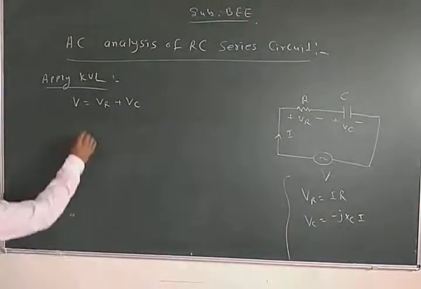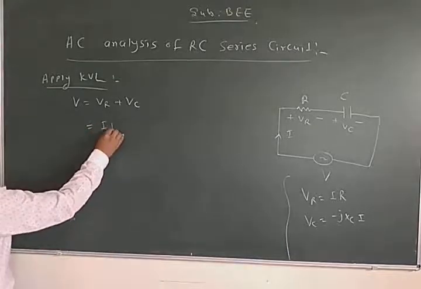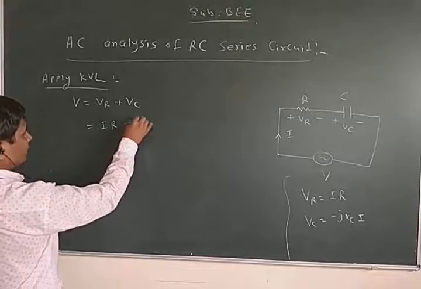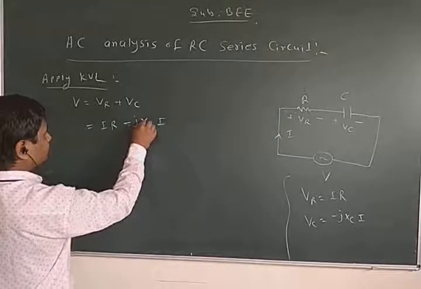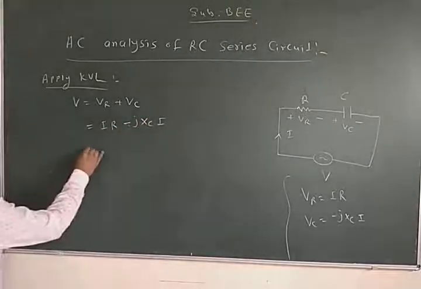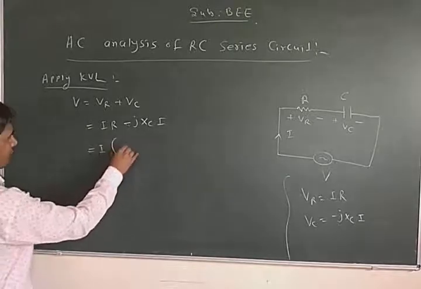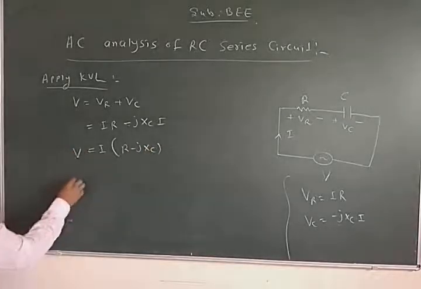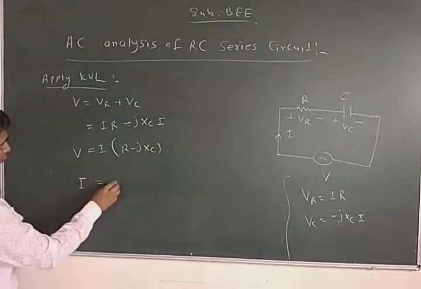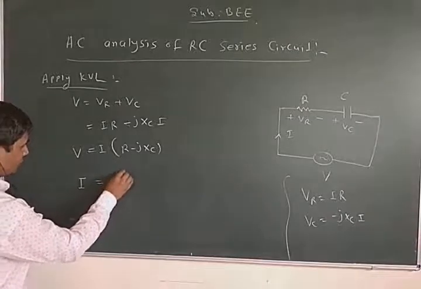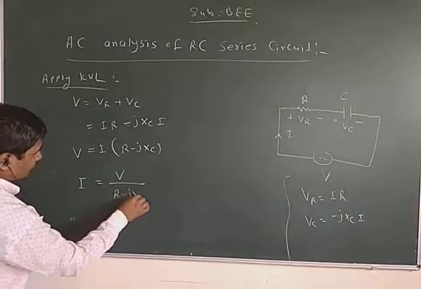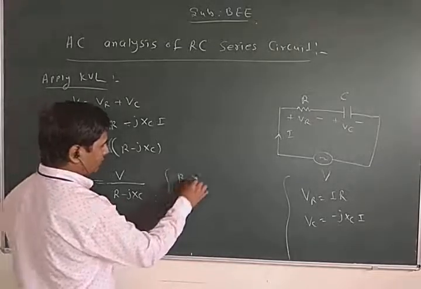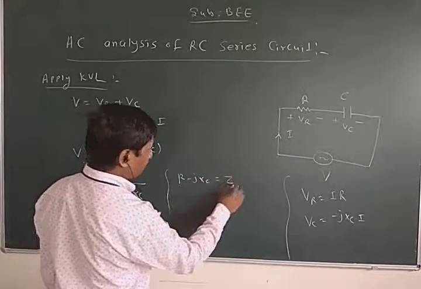So now V is equal to I into R minus jXC into I. So I into (R minus jXC) is equal to V. So the current in the circuit I is equal to V upon (R minus jXC), where R minus jXC is equal to Z.